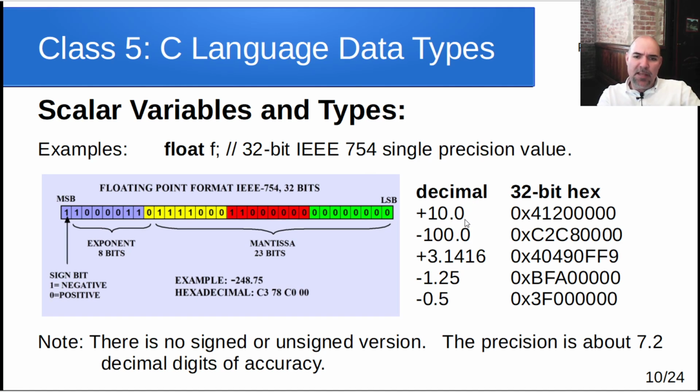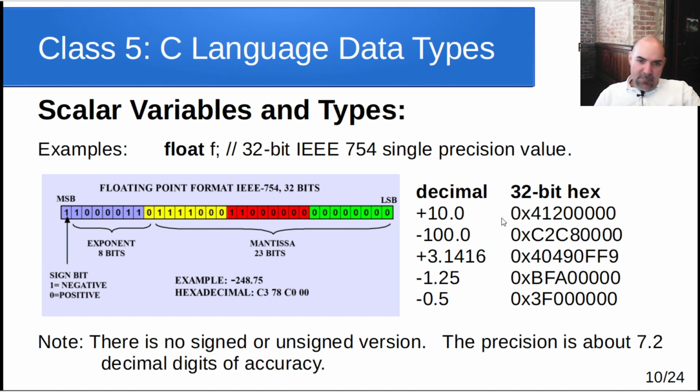So positive 10 looks like this in memory. If you were to write out the bit pattern for these, 4. So positive, we know the most significant bit is going to be 0. So 0, 1, 0, 0. And then 1, 0, 0, 0, 1. And that's the end of that. And then 2, so 0, 0, 1, 0. And then all the rest of these are zeros. And that's what a 10 looks like.